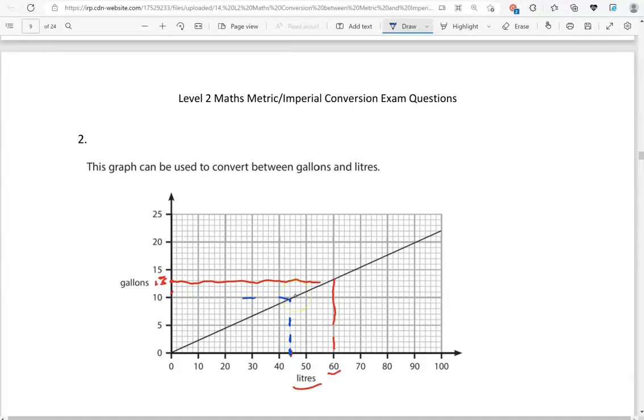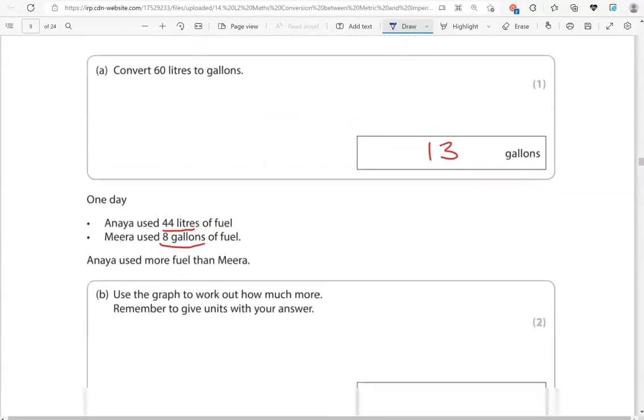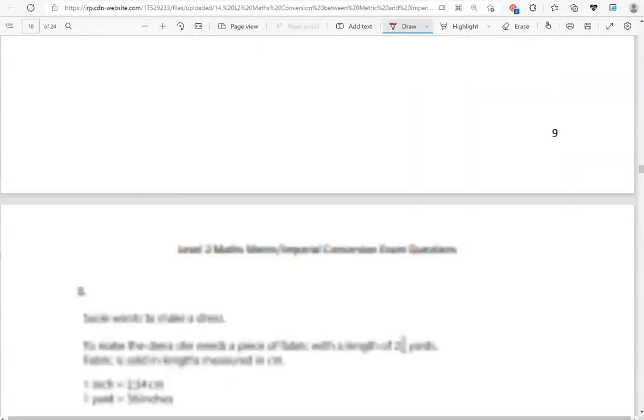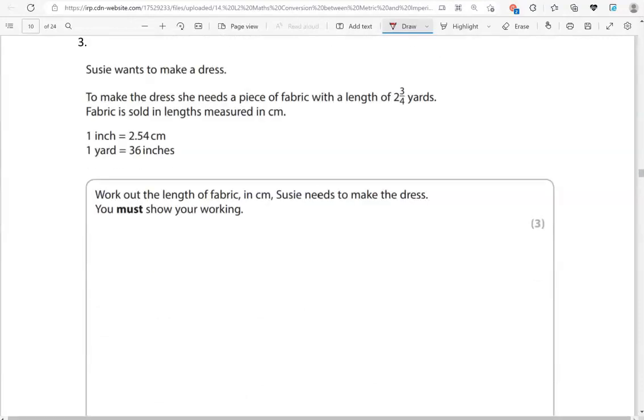Which goes across like this. So that's about 10 gallons. And we've got 8 gallons here. So the difference is about 2 gallons. Or we could say 2, 4, 6, 8 liters. I'm going to write 8 liters. But whichever answer would be fine, as long as you include the units.